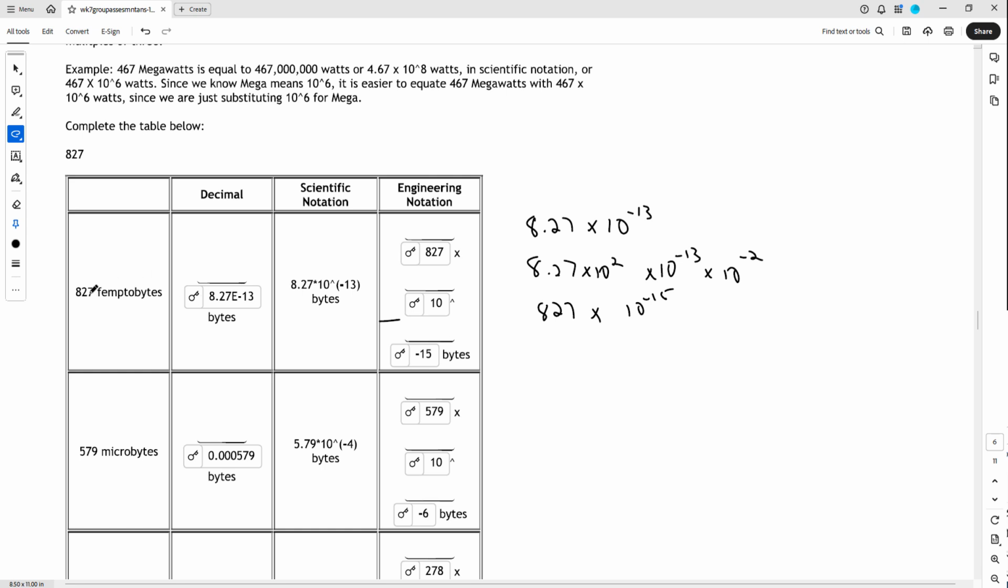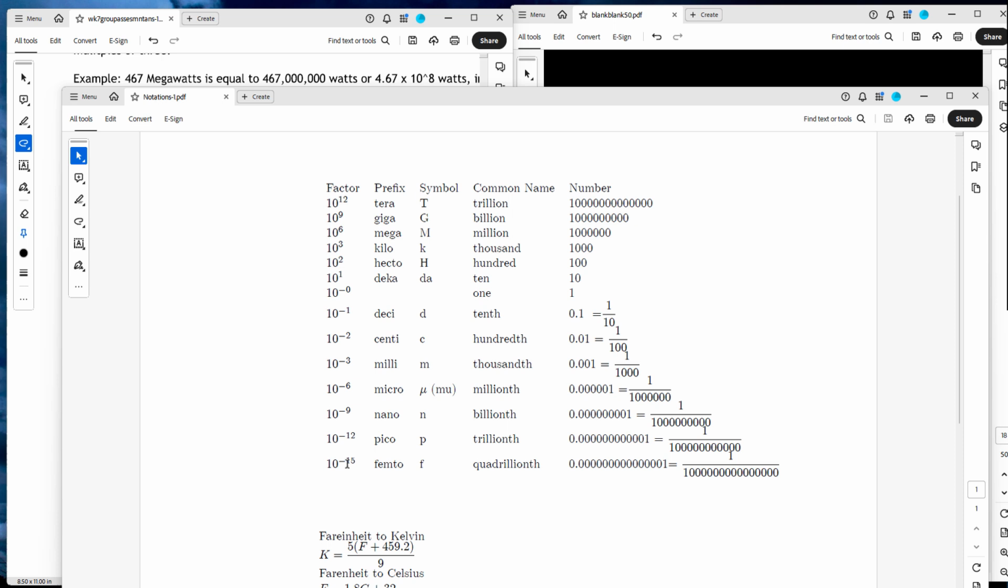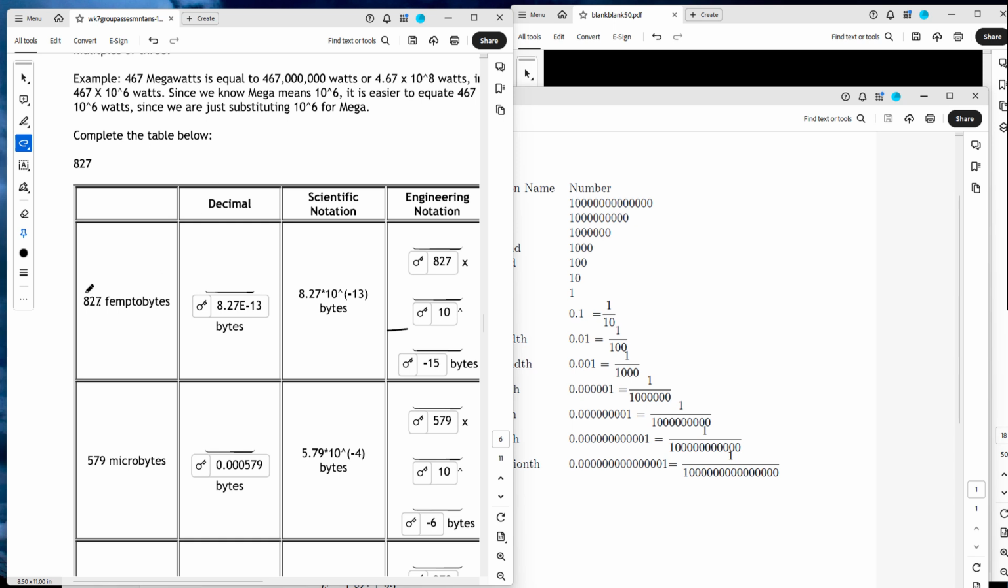And that's how they get these here. Okay. Femto is 10 to the minus 15. So I have 827 times 10 to the minus 15. And it comes to be like this here, and 8.27 E negative 13. So scientific notation looks like that when you multiply this out.